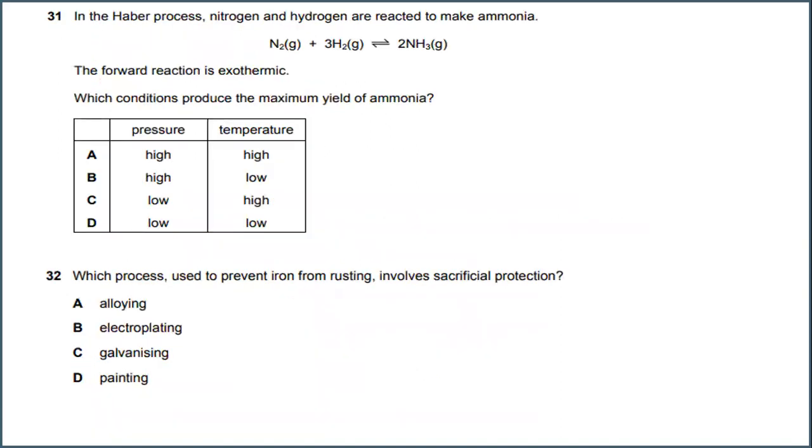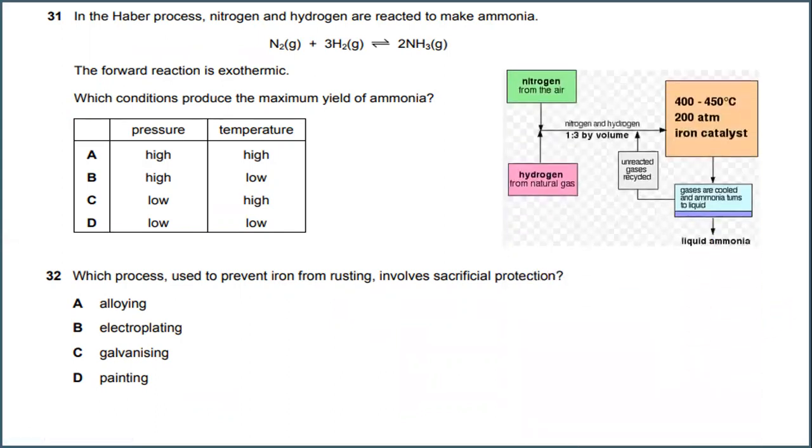In the Haber process, nitrogen and hydrogen are reacted to make ammonia. The forward reaction is exothermic, and which condition produces the maximum yield of ammonia? If you look here, in order to produce ammonia during the Haber process, we require about 400 to 450 Celsius, which is considered a high temperature, and we have a pressure of about 200 atm. The default for atm is only 1 atm. But in this case, it's 200 atm, so we consider it a very high pressure. So the answer for number 31 is A.